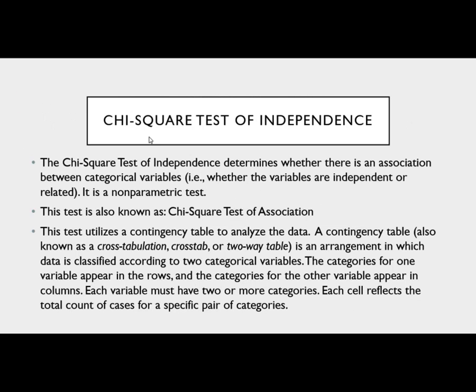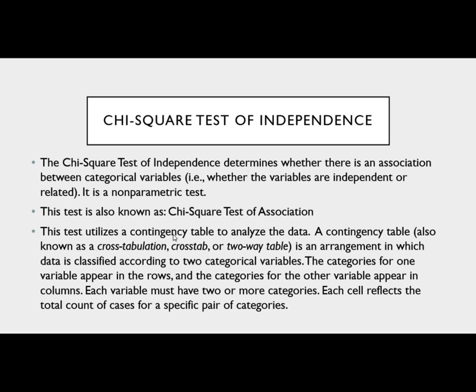Okay, so the next test is the chi-square test of independence. Where the goodness of fit is testing one sample against some sort of hypothesized or predetermined proportions, the chi-square test of independence is a little bit different. It determines whether there is an association between categorical variables, whether the variables are independent or related. It's also a non-parametric test. It's also known as the chi-square test of association.